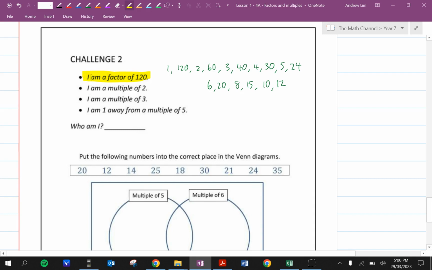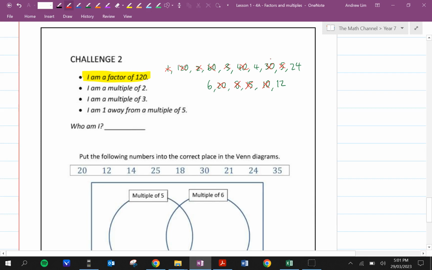I am a multiple of 2. Goodbye 1. Goodbye 3. 5. And 15. Everything else is divisible by 2. I am a multiple of 3. Goodbye 2. And 40. And 20. And 8. And 10. I am 1 away from a multiple of 5. That's a multiple of 5. That's a multiple of 5. That's a multiple of 5.